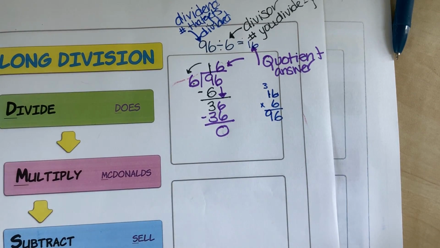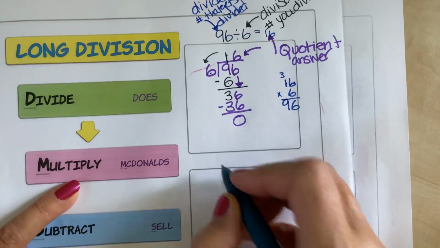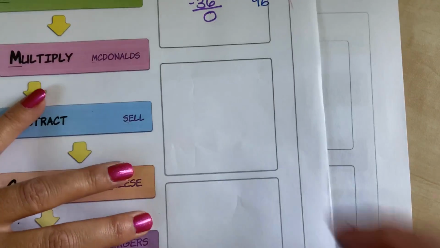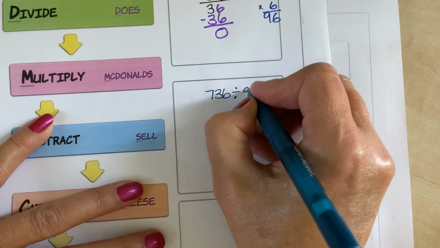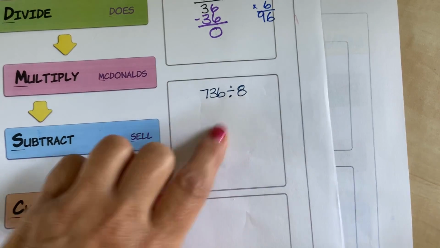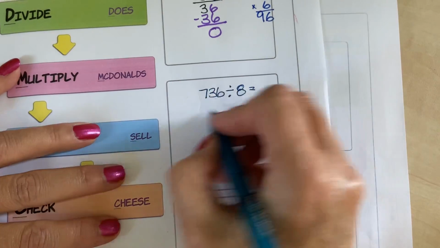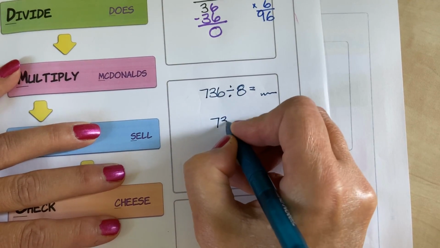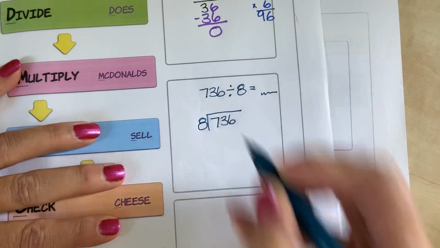All right, let's try another one. We're going to do 736 divided by 8. So a 3-digit divided by a 1-digit. Okay, again, dividend, divisor, and whatever my answer is, quotient. So I say 736 divided by 8.